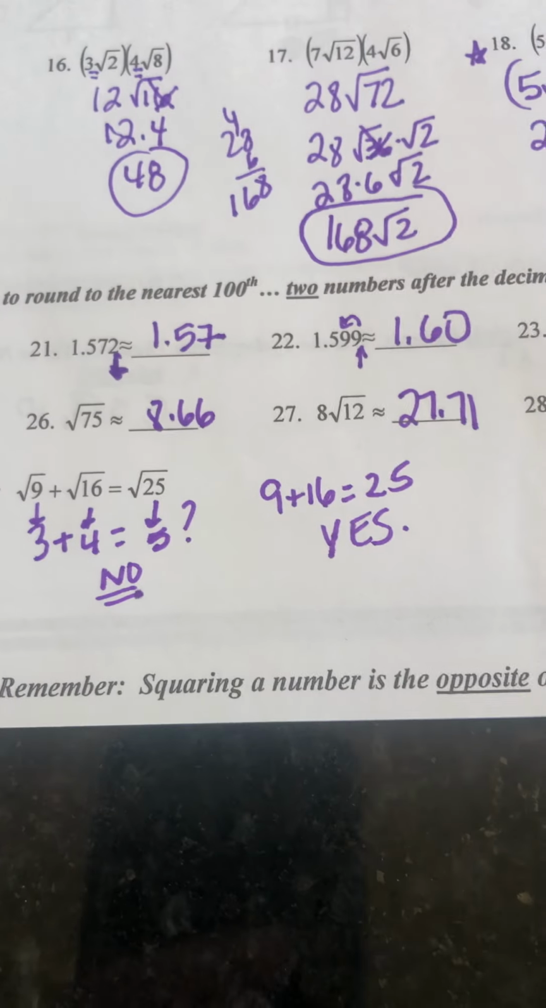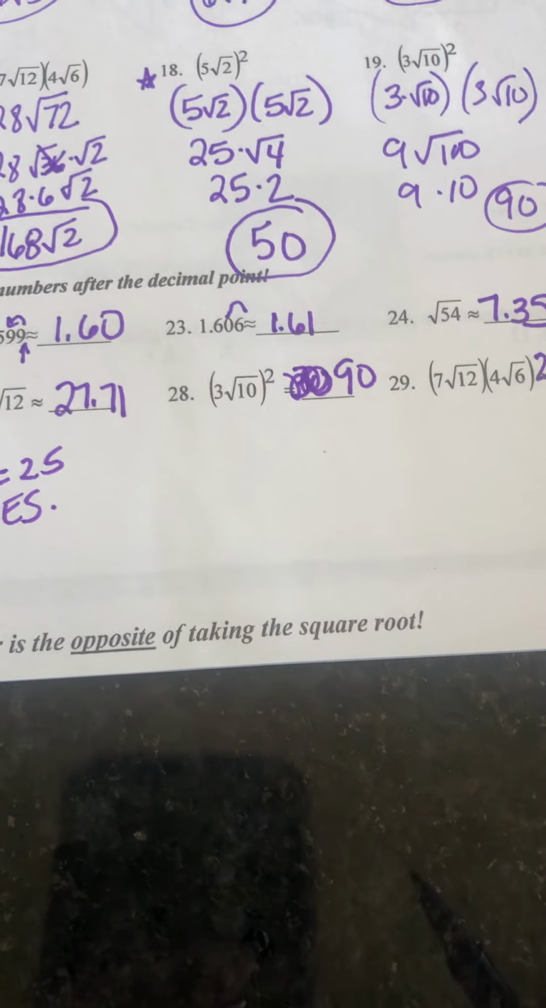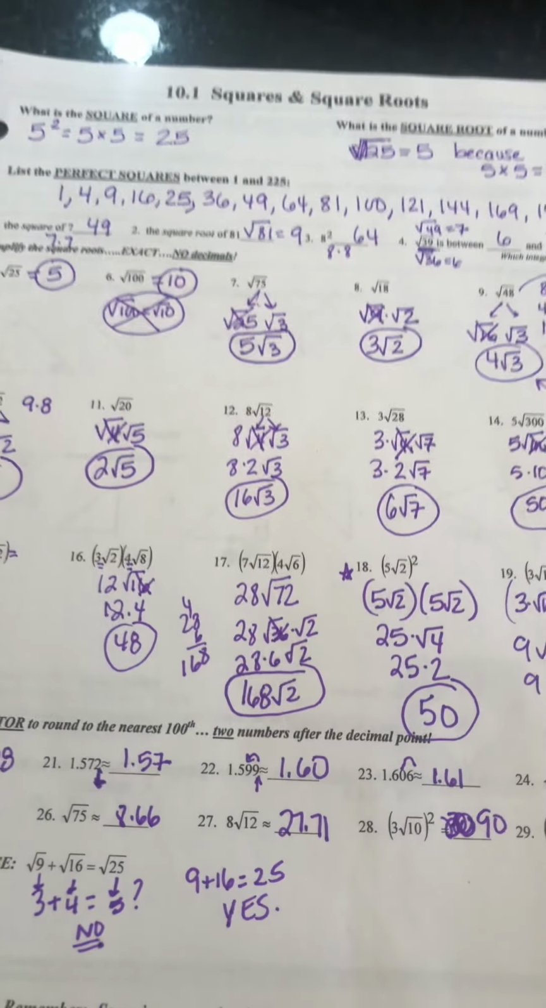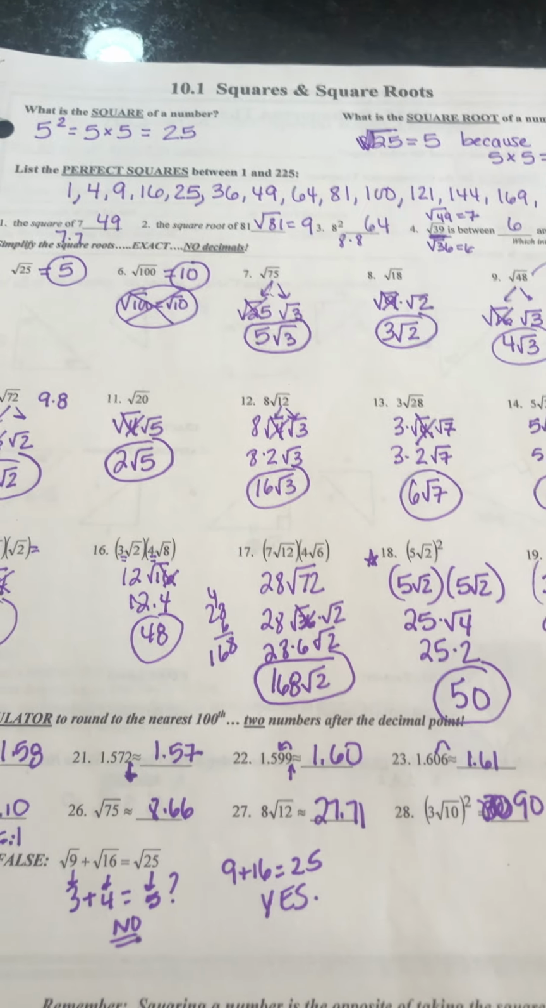And then at the end, I just said squaring a number is the opposite of taking the square root. So there we have it, squares and square roots.